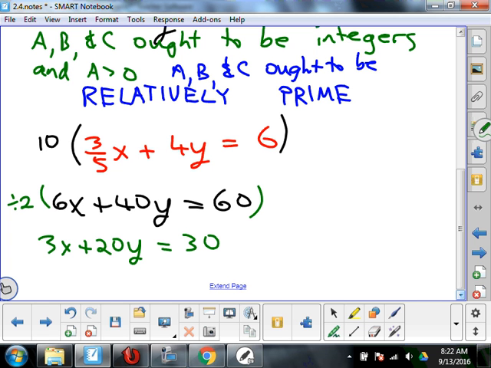Okay. Do we kind of understand what relatively prime means? Relatively prime means there's no common factors amongst the three. 3 and 30 have common factors. But if we look at 3 and 20 and 30, they all three don't have anything in common.